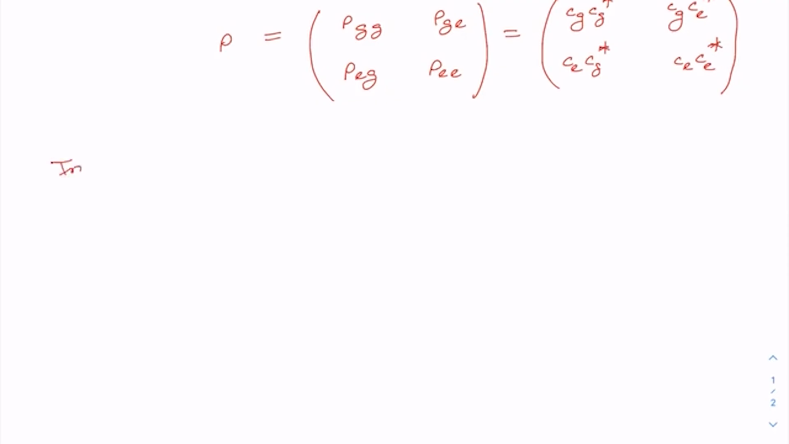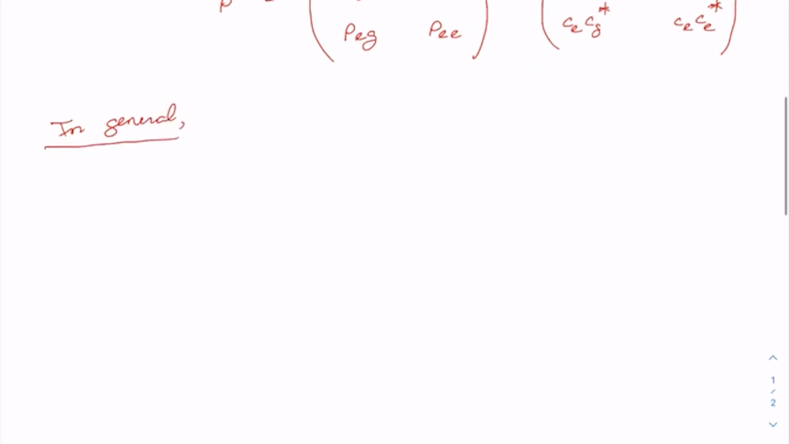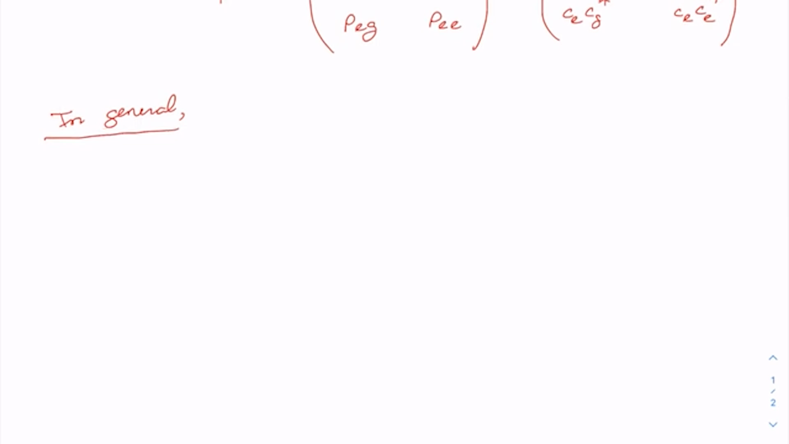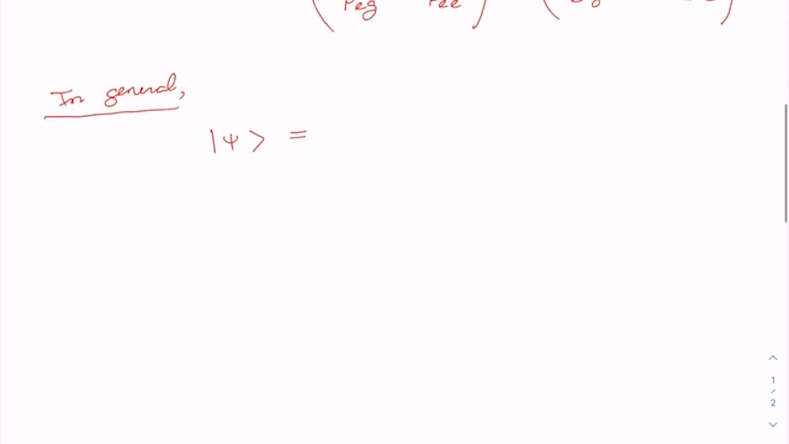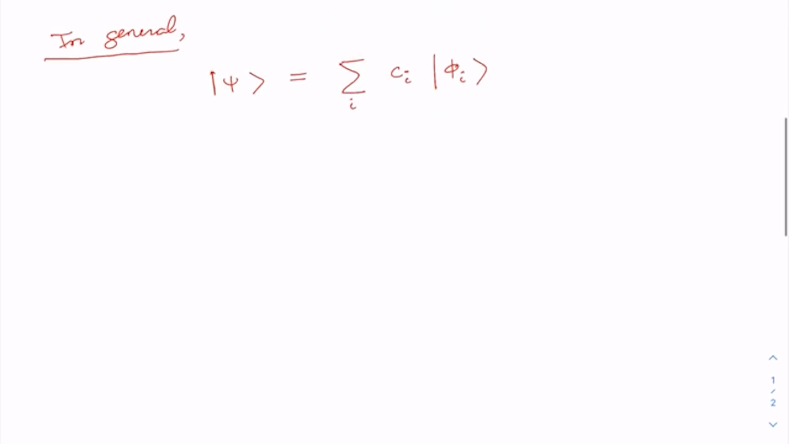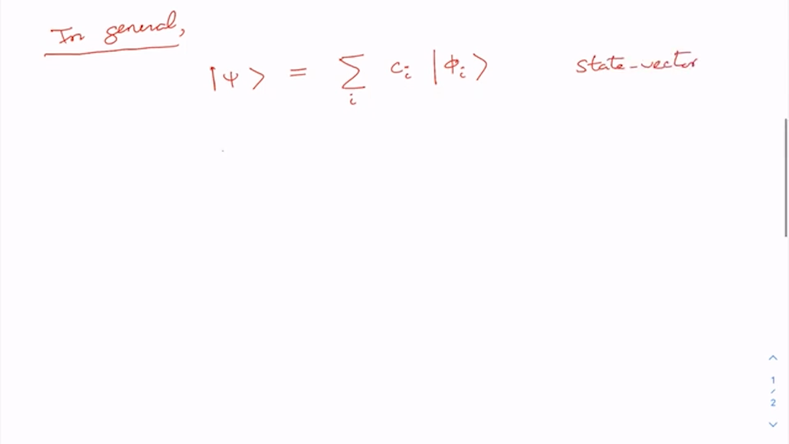Now in general, irrespective of the nature of the atom, if it is an isolated atom, it may have many energy levels. So the state of a pure atom, basically an atom which is not interacting with any environment, an isolated atom, can be represented as a superposition of its eigenstates, right? And this is the state vector representation, and the corresponding density matrix representation or density operator representation would be this.